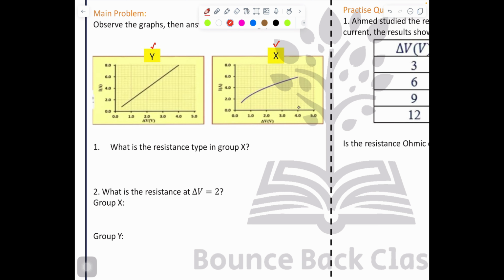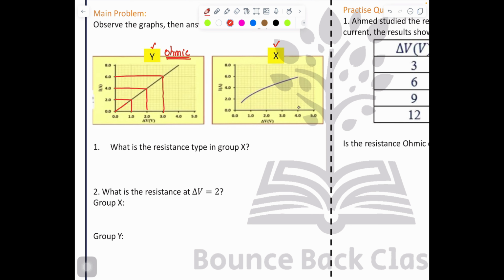From these two graphs, you observe that this graph keeps on moving straight. Yes or no? If you observe at every point, they are equally distributed. Yes or no? Equally distributed. So can I say this graph should be the ohmic?